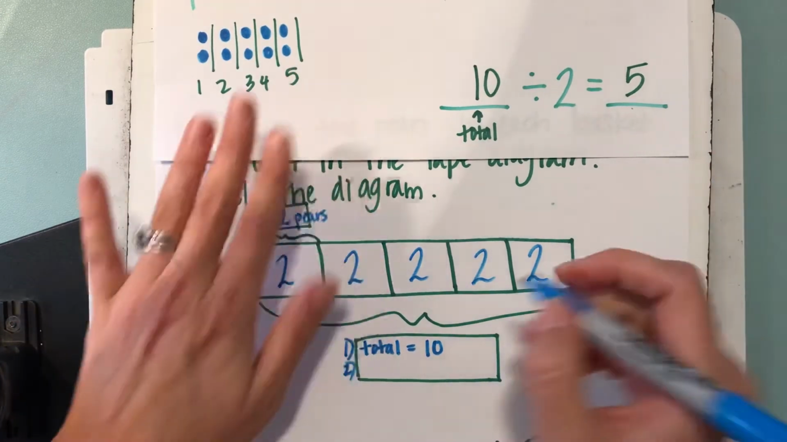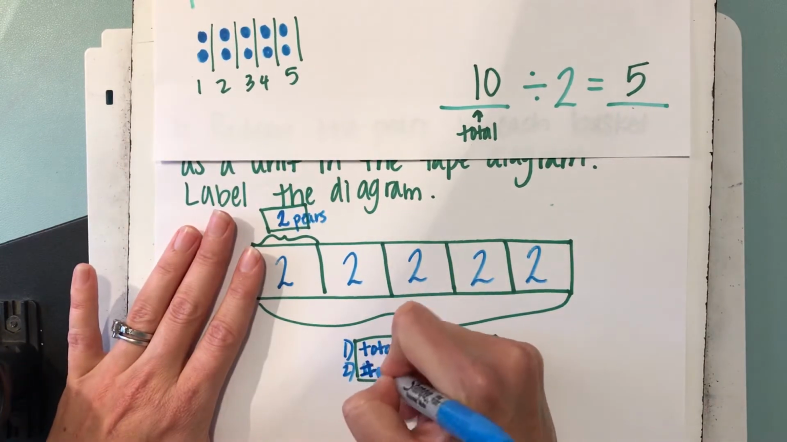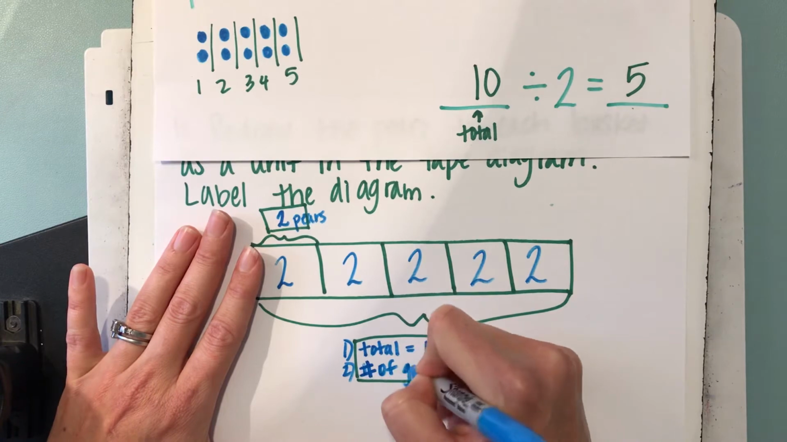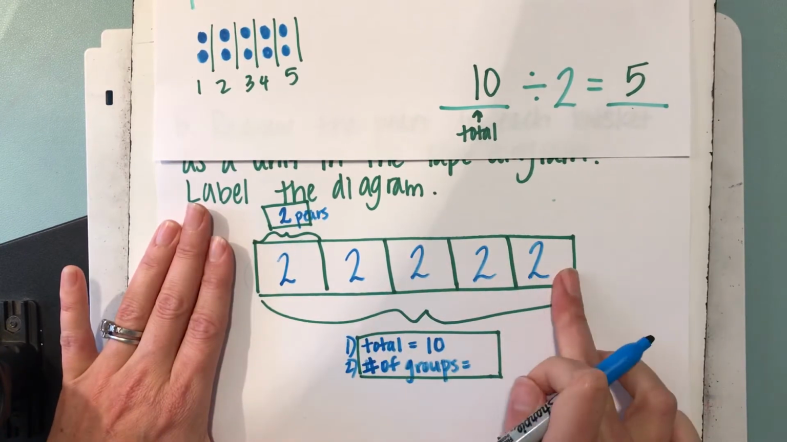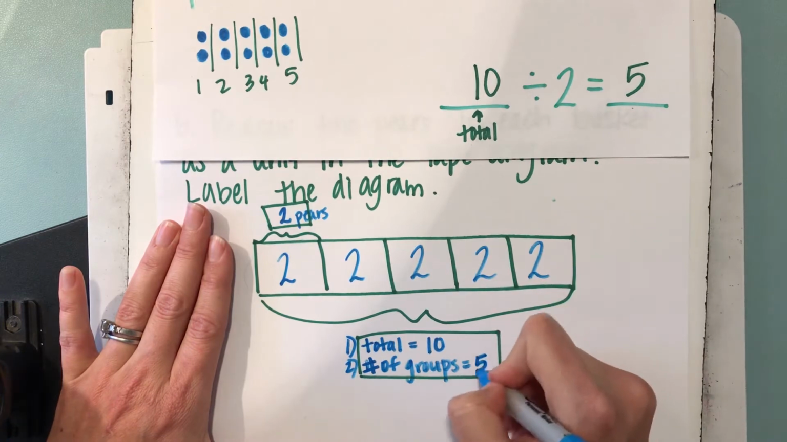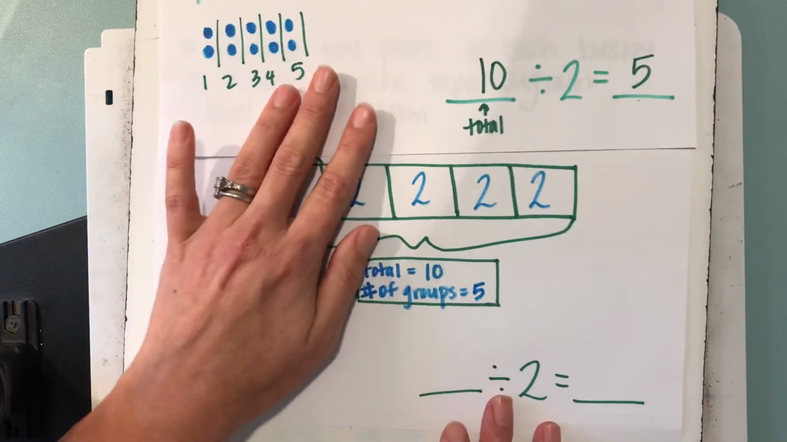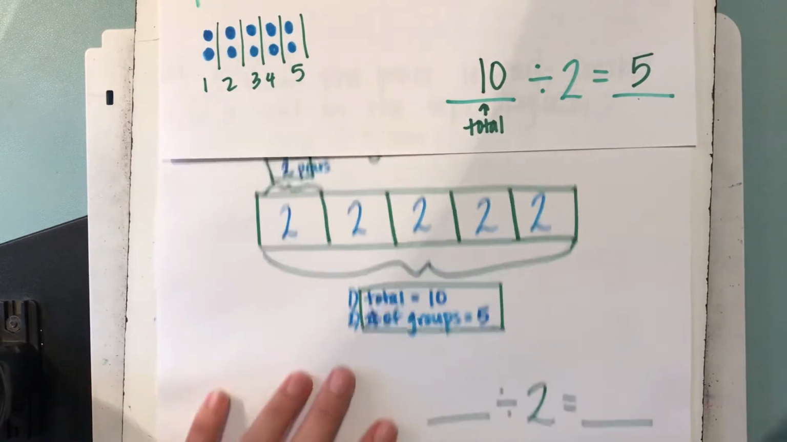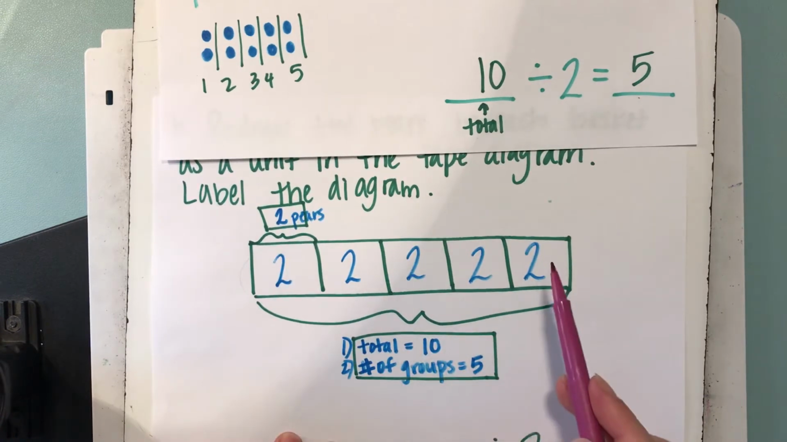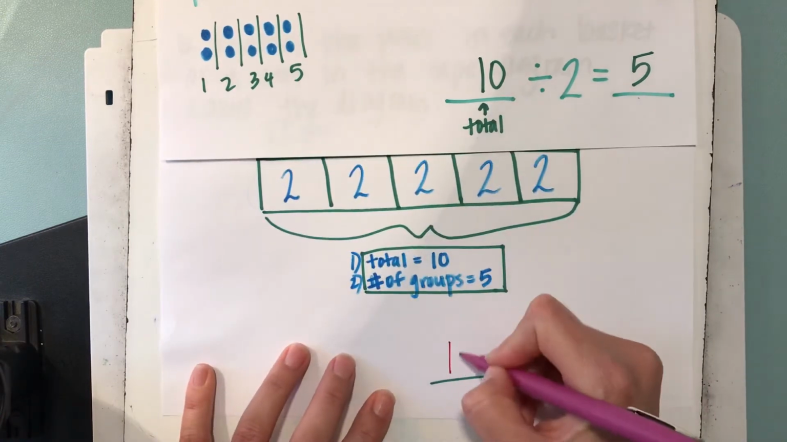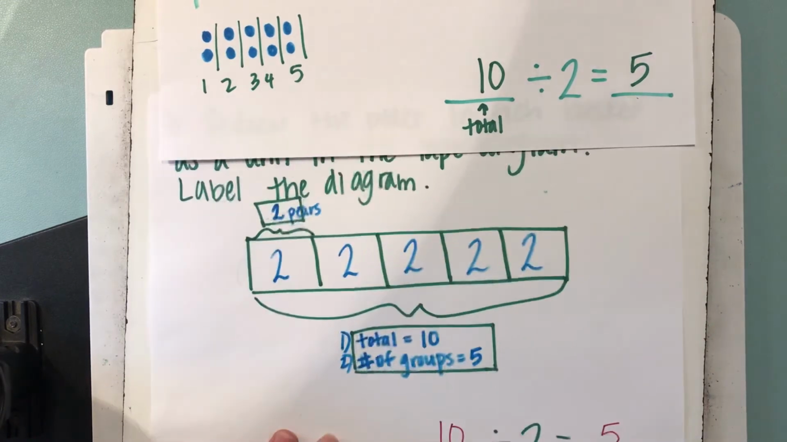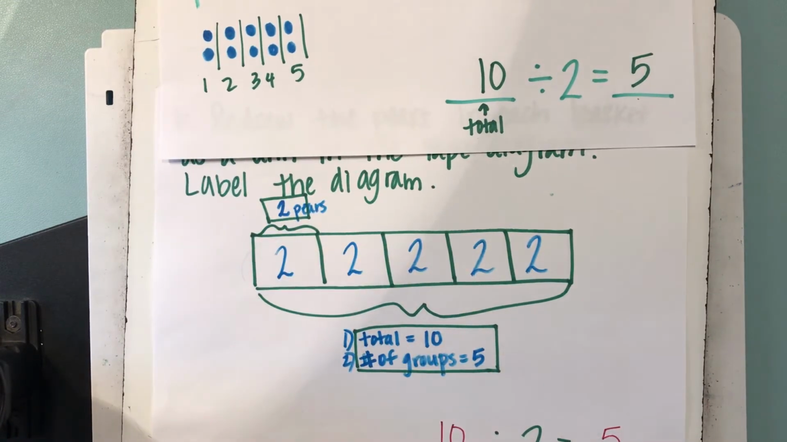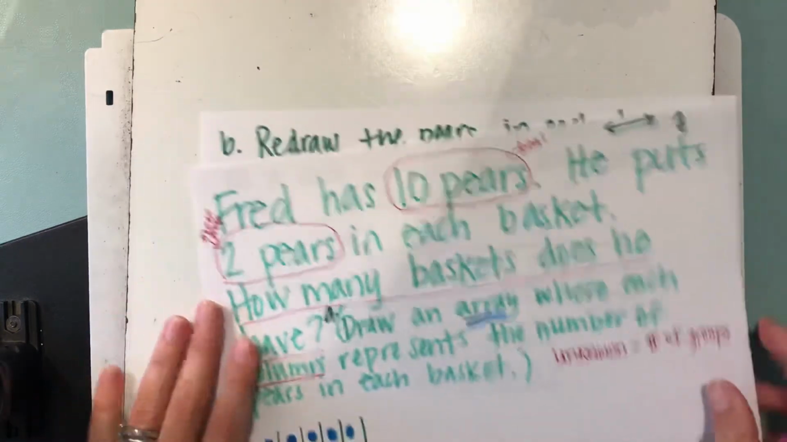Oh, it's the number of groups or the number of baskets, right? And we have how many groups here? We have 5. Good job. So that's how we label a tape diagram. And I'm going to go ahead and fill in my division sentence here. So labeling. All right, let's go to another one.